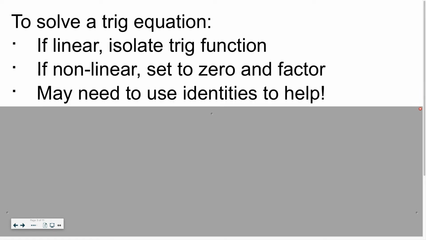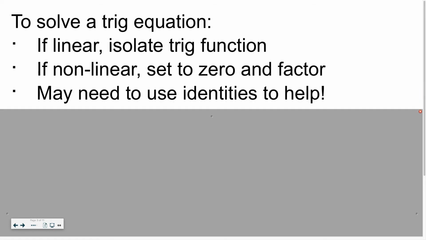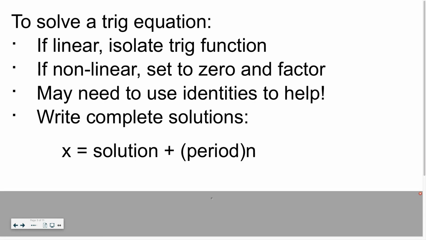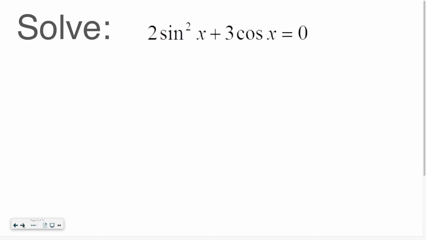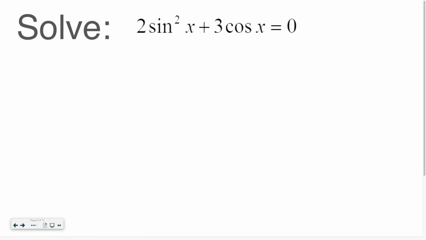Okay? We'll also look at some problems today that we have to use some identities for. So, coming fresh off of our identities quiz, that will be helpful. But then remember, this is how we're going to present our solutions. We're going to give the angle plus whatever the period is times n to express that solution repeating over and over and over each period. Okay, so we did 3 examples Friday. Let's go ahead and do a few more.